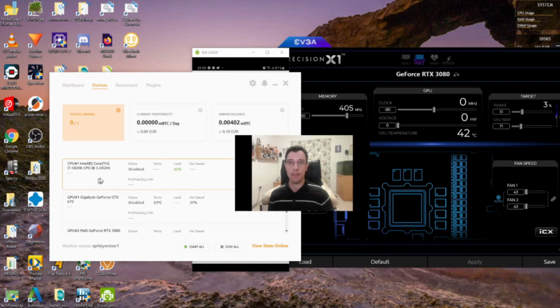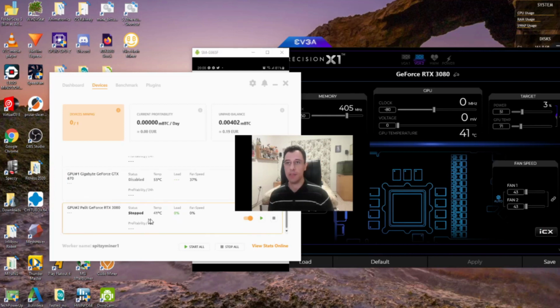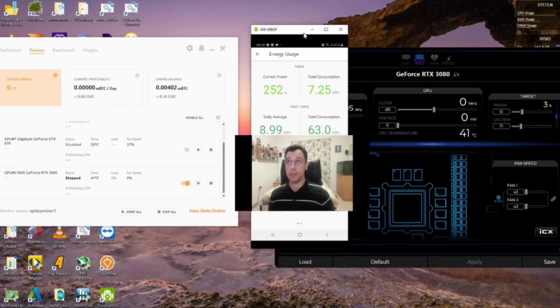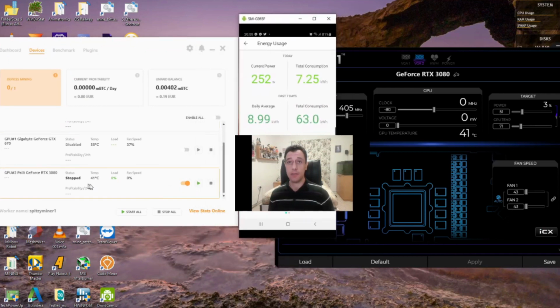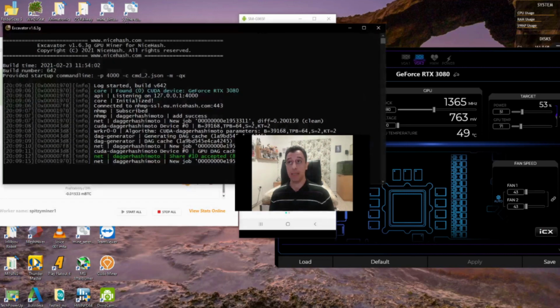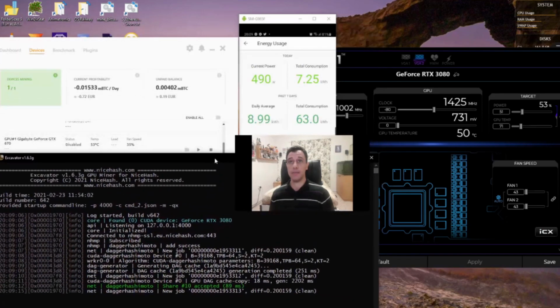So we've got devices, our old GTX 670 is disabled, and we've got the Palit GeForce RTX 3080. Let's just put this to the side. Same clocks. And on this, we're going to use Excavator as a miner, so we can compare if that's going to use more wattage or not. And it does, I think. So Excavator has started.